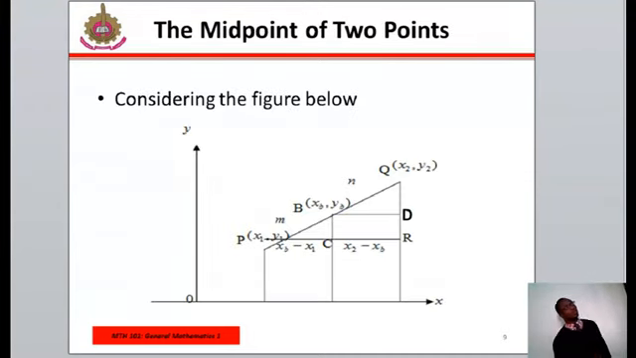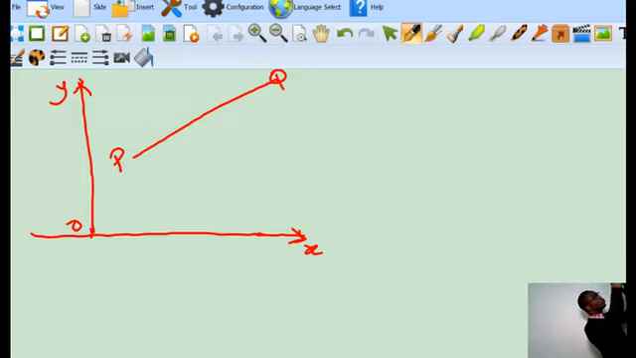Now, the midpoint of 2 points, like I told you earlier, I said if you can locate 2 or more points on the coordinate, then you should be able to find the distance between them and also find the midpoint of the 2 points. For instance, take a look at this. To find the midpoint of 2 points, this is a point Q, and this is another point P, that has been located on this coordinate. This is the distance between them, and we want to find the midpoint of these 2 points.